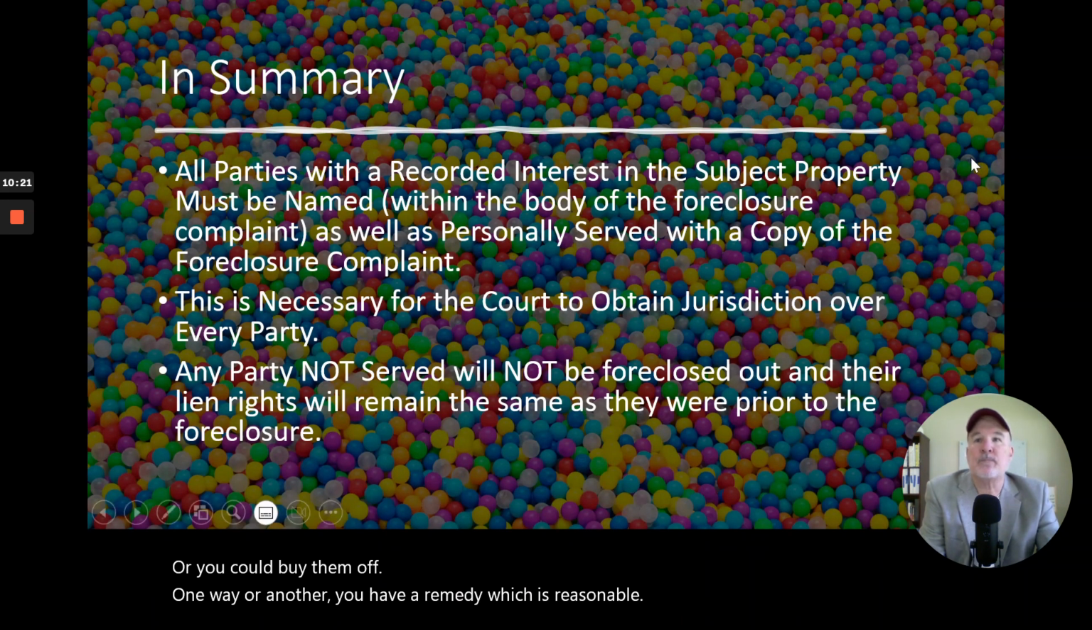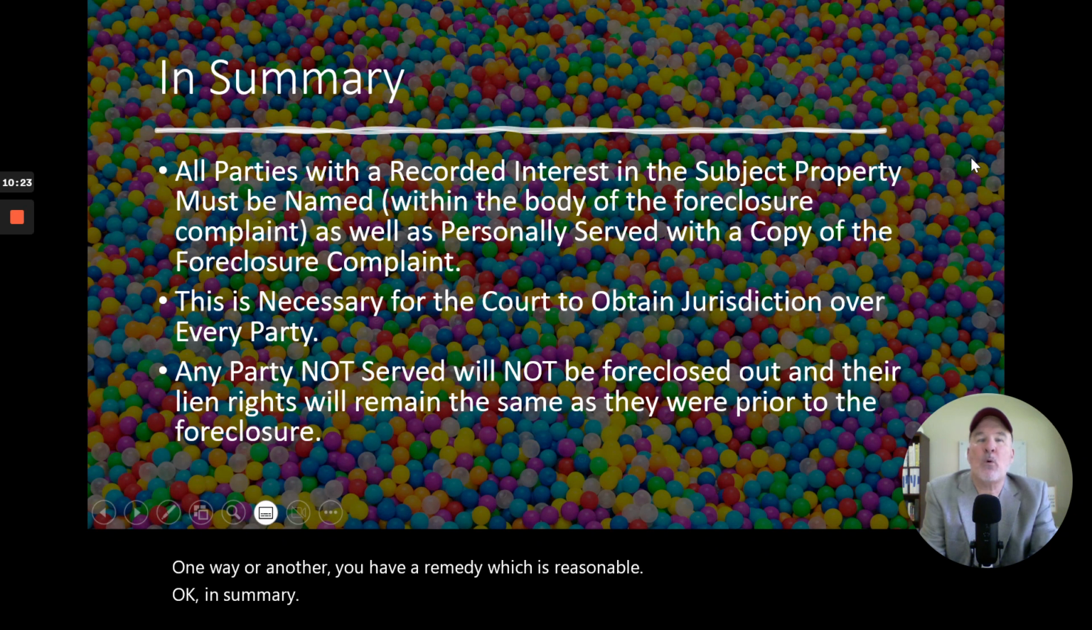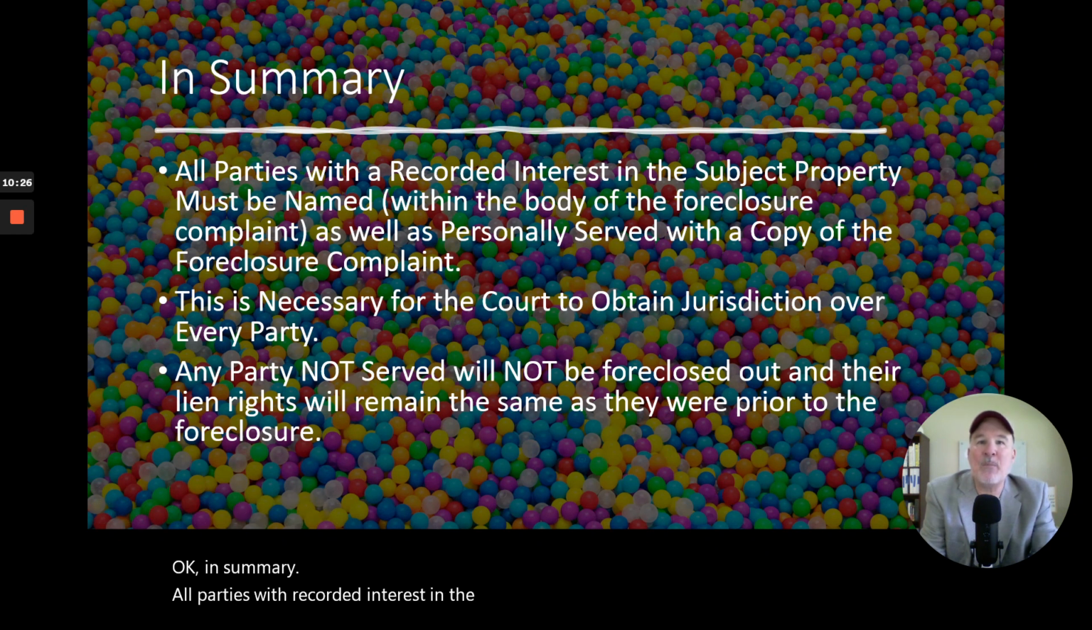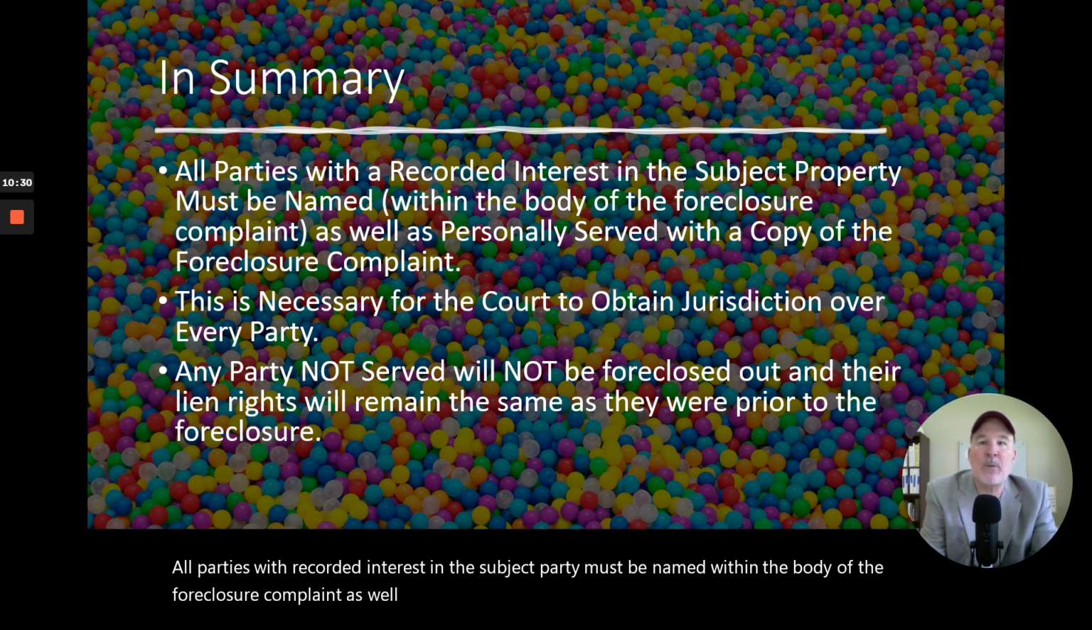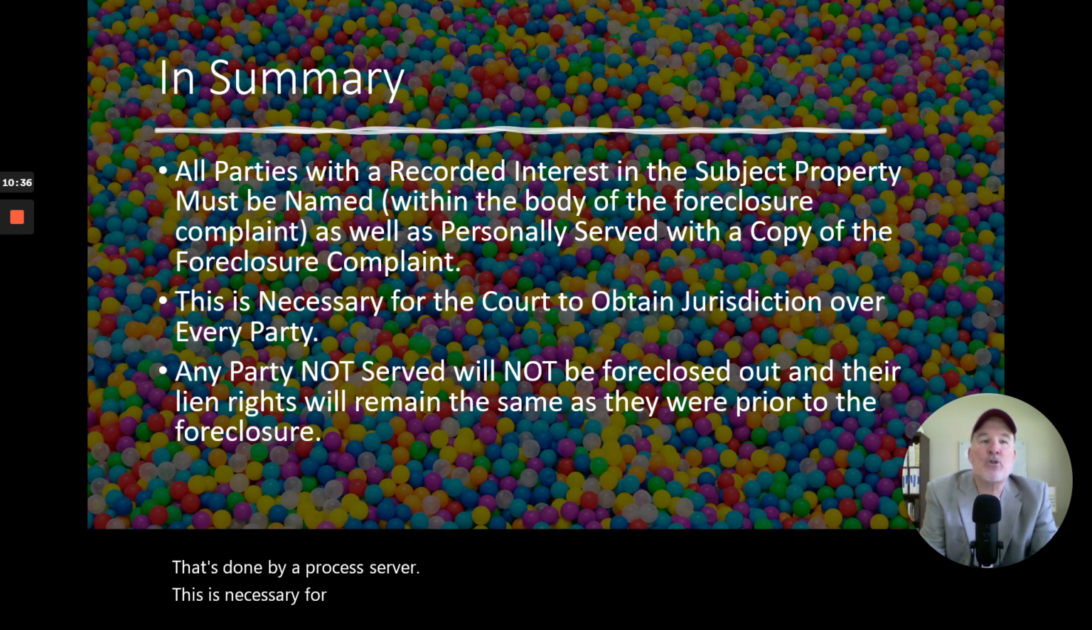Okay, in summary, all parties with recorded interest in the subject property must be named within the body of the foreclosure complaint, as well as personally served with a copy of the foreclosure complaint. That's done by a process server. This is necessary for the court to obtain jurisdiction over every party. Any party not served will not be foreclosed out, and their lien rights will remain the same as they were prior to the foreclosure.